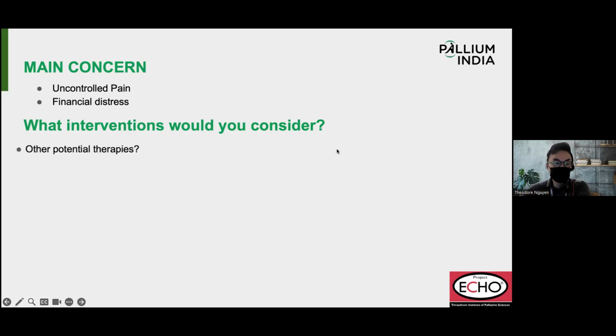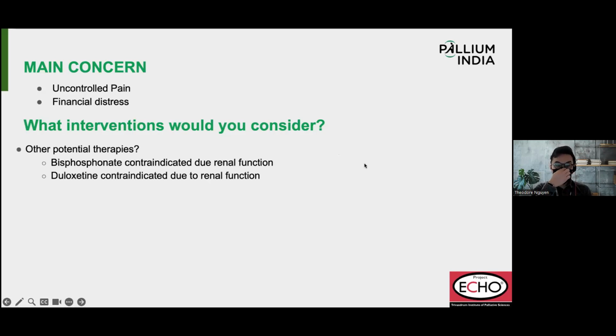So we want to think about what other potential options we can do to help with his symptoms. Because of the metastases and it sounds like some bone pain, we would consider bisphosphonates to help with that, but because of his renal function, it is contraindicated. We could consider using duloxetine for the norepinephrine and serotonin activity to help with neuropathic pain, because he did respond with amitriptyline in the past, but couldn't tolerate the side effects. However, due to his renal function, that is contraindicated.